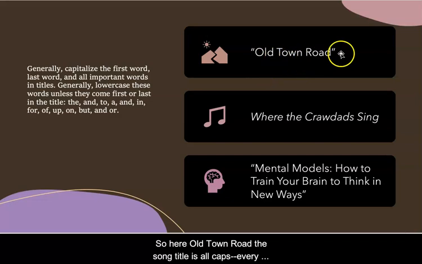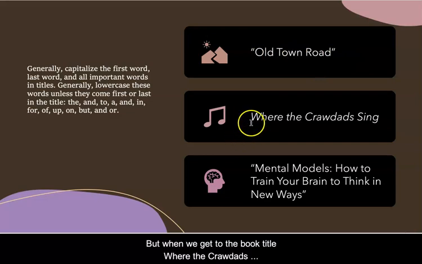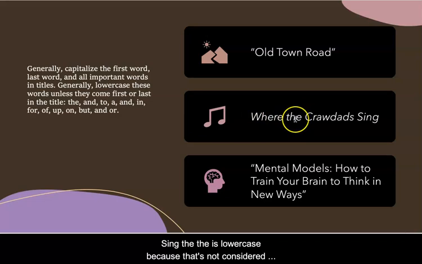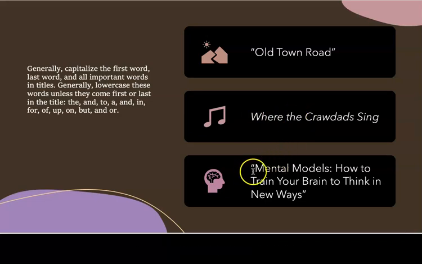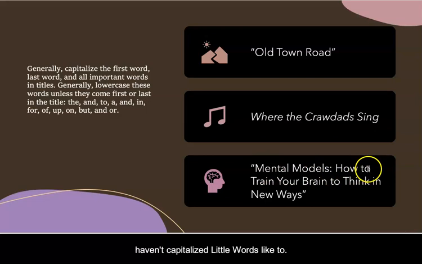So here, Old Town Road, the song title, every word is capitalized. But when we get to the book title, Where the Crawdads Sing, the is lowercase because that's not considered an important word. And then we look at this title, Mental Moods: How to Train Your Brain to Think in New Ways. We haven't capitalized little words like to and in.